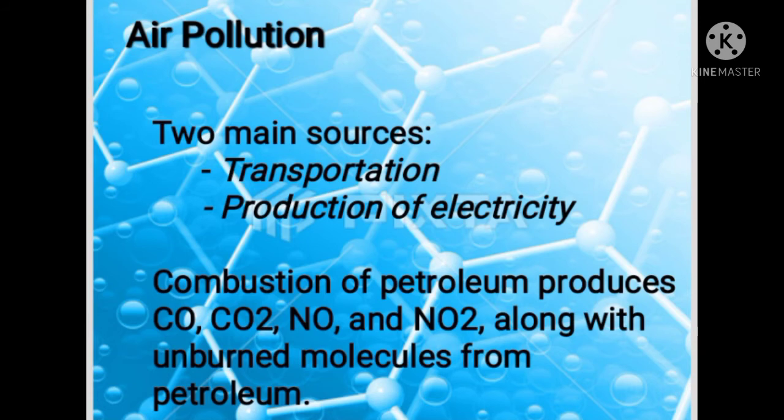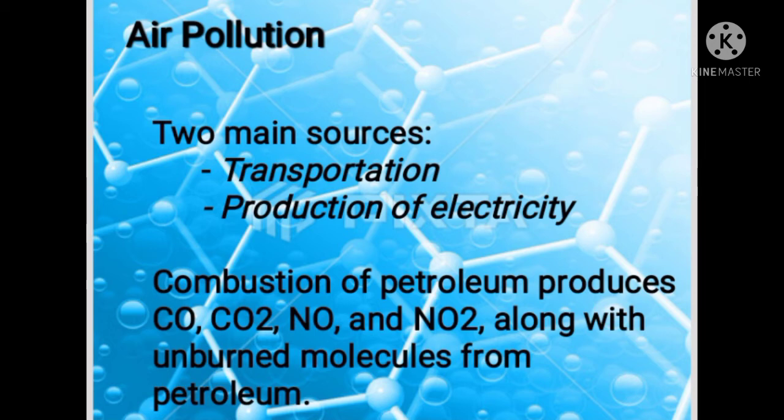So we have here the air pollution. Air pollution is a mixture of solid particles and gases in the air. Two main sources are the transportation and production of electricity. So it can be car emissions, chemicals from factories, dust, pollen, and mold spores may be suspended as particles.